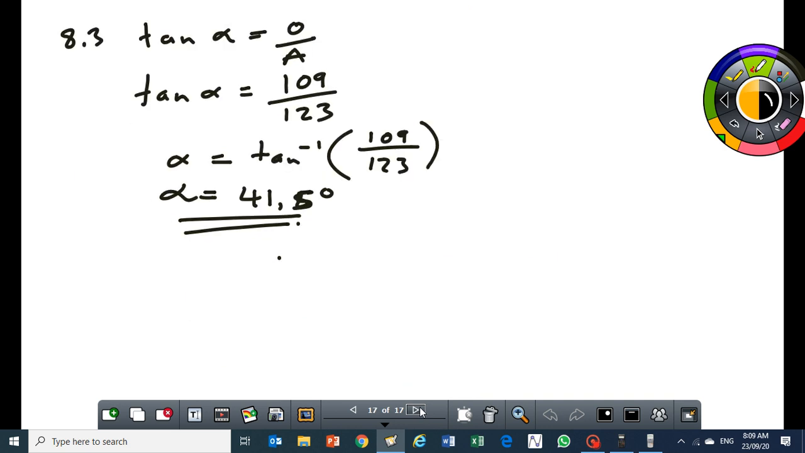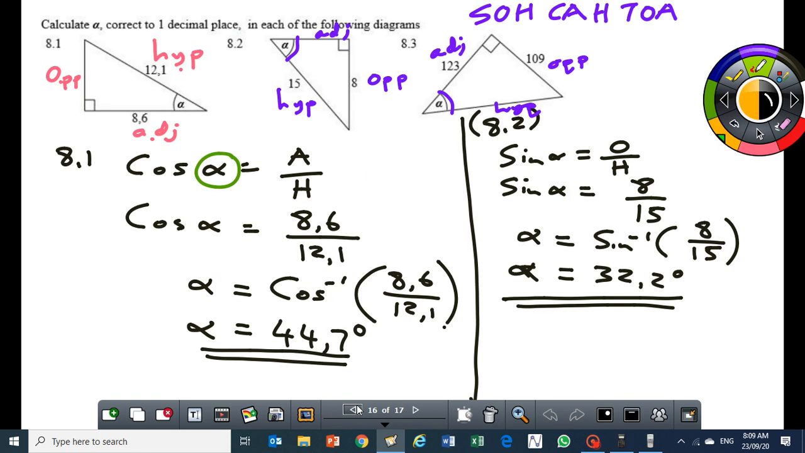Right, 8.3. Before I do it, I'm going to use this triangle. In this triangle, this is my reference angle. That's my right angle, so this side will be the hypotenuse. If this is my reference angle, that becomes my opposite side. Obviously, this becomes the adjacent side. I hope you can see how I'm doing it.